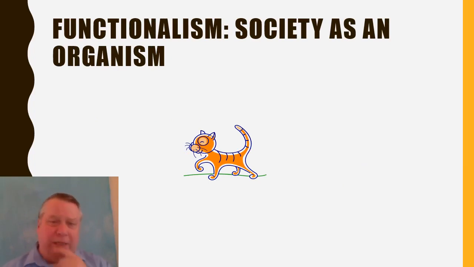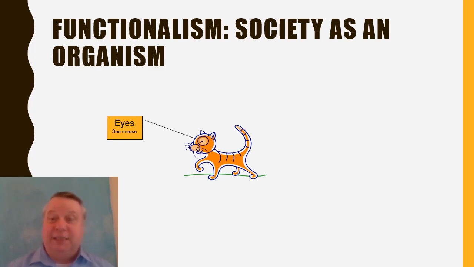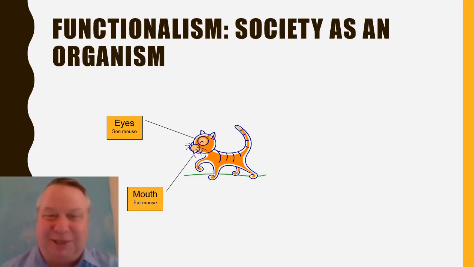So look at the functionalism. For example, we take a cat as an idea of a creature, right? The cat has many different parts. What do these parts do? You've got eyes. Well, what's the function of an eye? Well, in this case, to see a mouse, right? So the eyes see a mouse. And then he's got a mouth, right? So the mouth is going to eat the mouse, right?